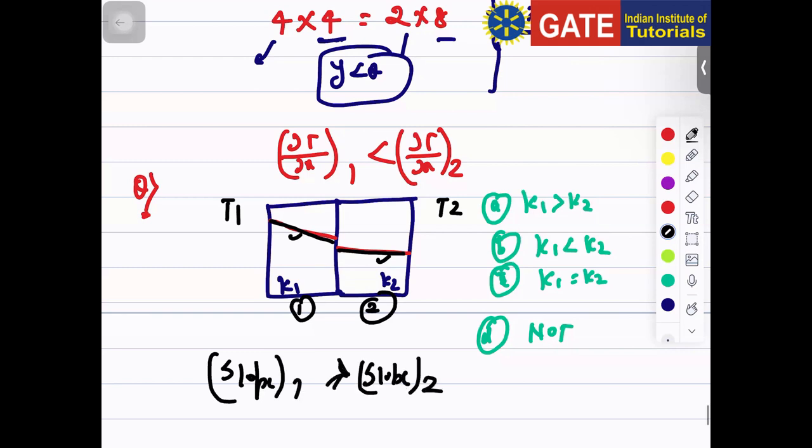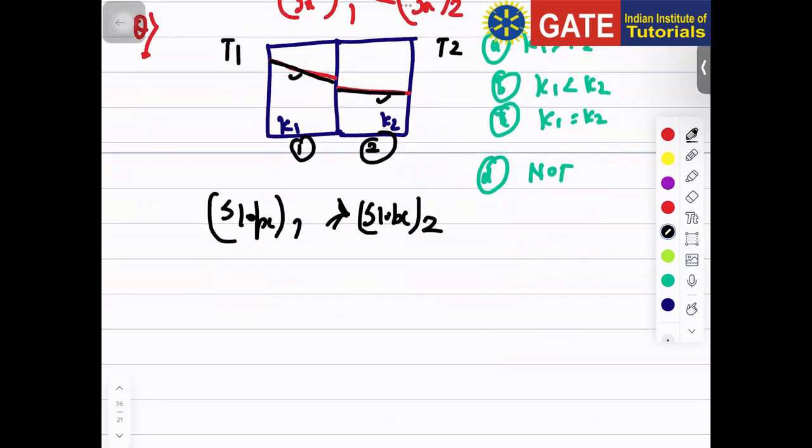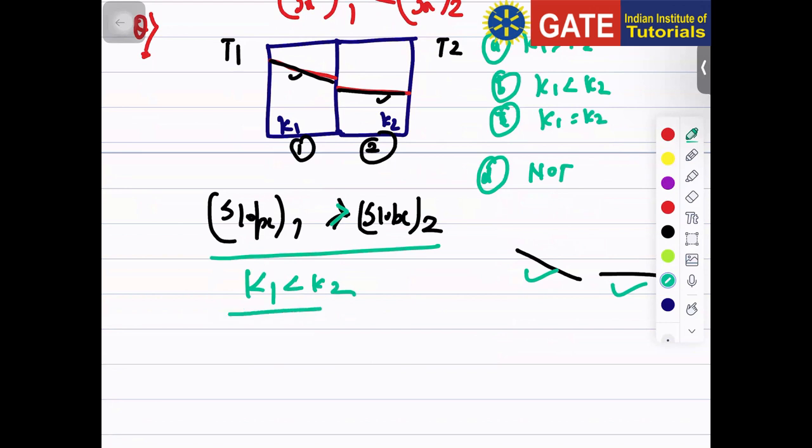slope for second. Let's say you have two straight lines. One is like that and one is like that. So which has more slope? This one has more slope. This one has less slope. So if slope 1 is greater than slope 2, so what will happen? K1 will be less than K2.